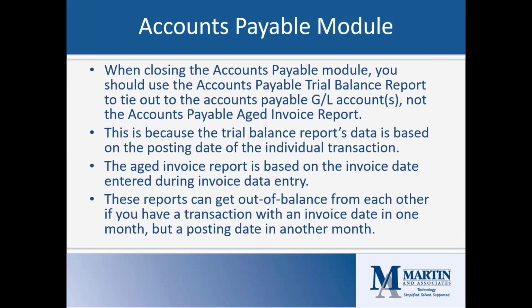That is when it hits your general ledger. So if you tried to compare your aged invoice report, which would include that for November because the invoice date was November, to your ending balance in November, they'd be off by the amount of that invoice because it did not hit general ledger until December because of our posting date. The trial balance goes off the posting date as well, not the invoice date, which is why you want to use that report to tie to your general ledger, not the aged invoice report. So as I said down here at the bottom, these reports can get out of balance from each other if you have a transaction with an invoice date in one month, but a posting date in the other month.